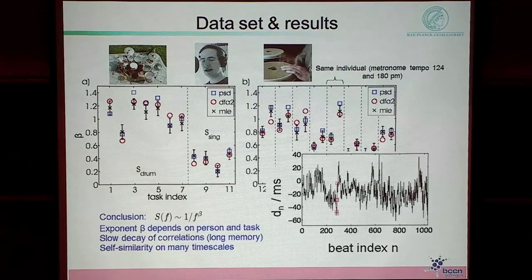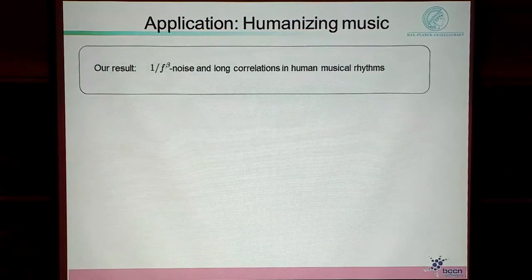But the conclusion is these power spectral densities follow such a form, 1 over the frequency to some exponent near 1, like 1 over f. And this implies that we have slow decay of correlations or long memory for these deviations. So a deviation that is played after a long time is still dependent on a deviation that's played in the beginning. And we have self-similarity on many time scales.